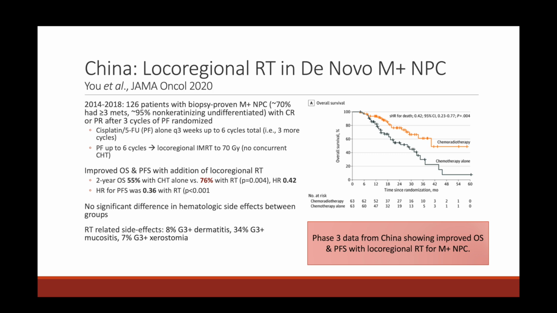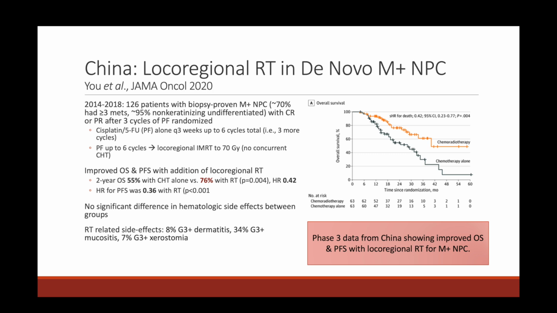So they did not get concurrent chemotherapy, but they got IMRT to the standard fields that we would treat with radiation for loco-regionally advanced cancer. So the primary tumor and the elective lymph nodes as well.